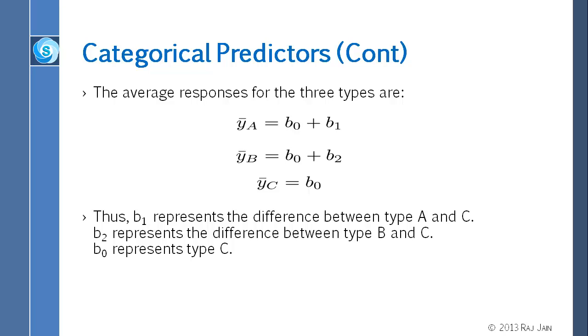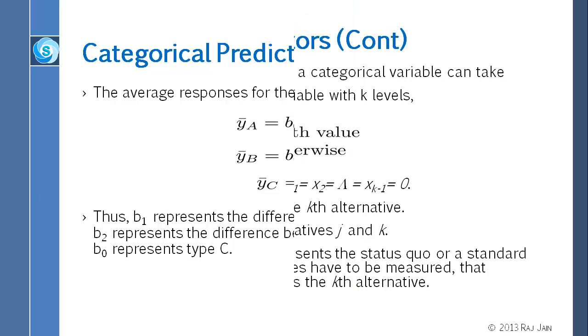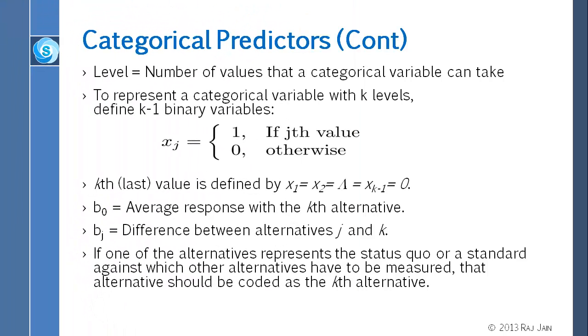And then you can get the average values, as we said. By putting in the values, you know that this is the YA bar, YBC bar, and then you can get the effects. So this is what we already said: for k variables, you need k minus 1 binary variables. Generally, the alternative that you select for this last one is the status quo, a standard that everybody wants to compare against. So that you put as 0, 0, 0, 0, and then everything else comes out as an increment over that.